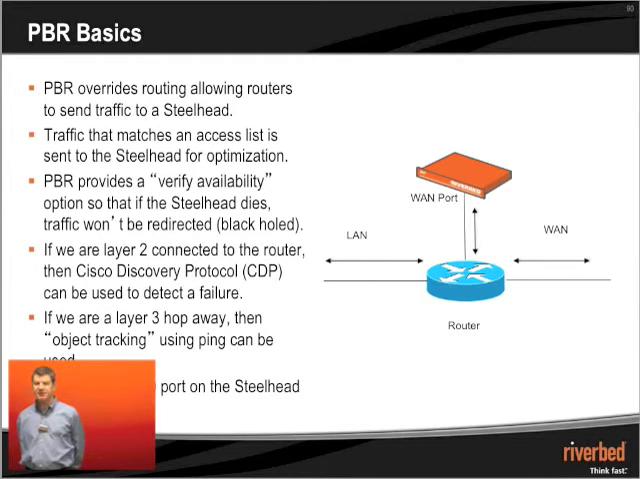Next, let's talk about policy-based routing, otherwise known as PBR. PBR is used when an in-path configuration is not an option and when WCCP is not an option, maybe because of the iOS version on the routers. Policy-based routing allows you to create rules to redirect traffic from the router to the steelhead appliance. The router is able to make sure that the steelhead appliance is up and functioning by using the Cisco Discovery Protocol, CDP.